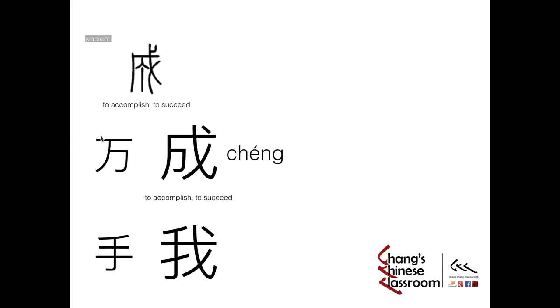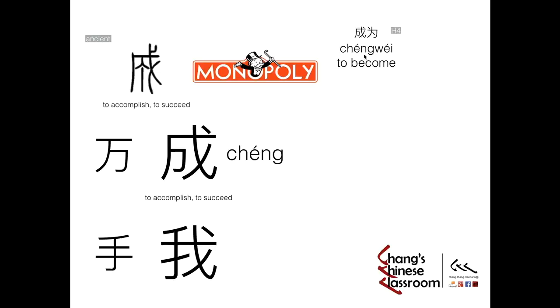If you ignore this, this part looks pretty much like this one, 1 as the number 10,000, perfect. Monopoly. So you change from yourself, 我, to a successful person with like 10,000 euros. I guess that's successful. So the first vocabulary, 成为: 为 means to be, and 成 means to accomplish. To accomplish what you want to be, that means to become.